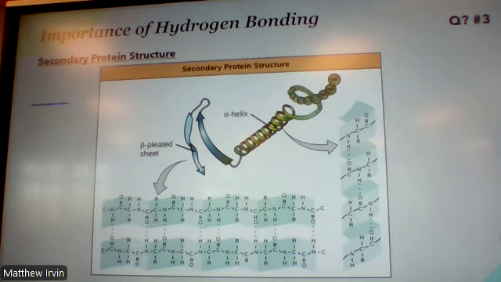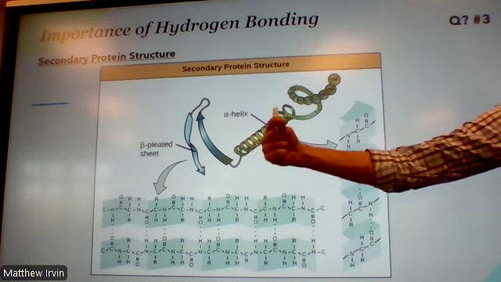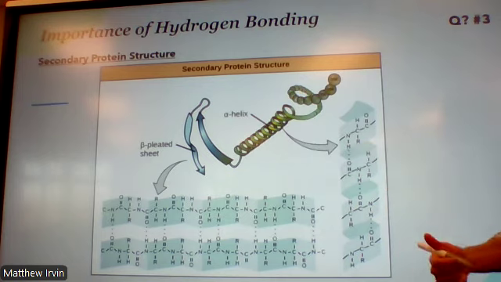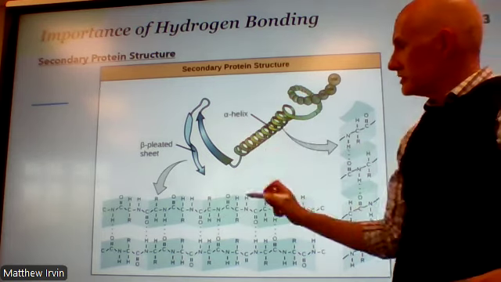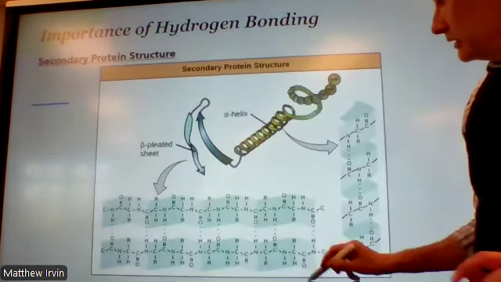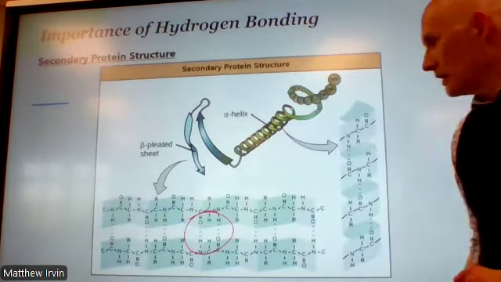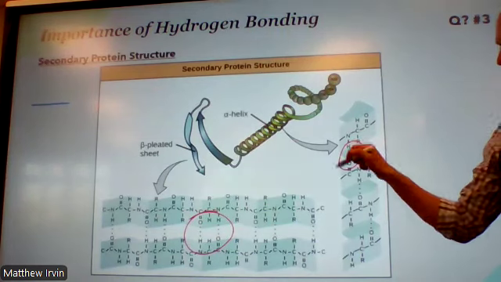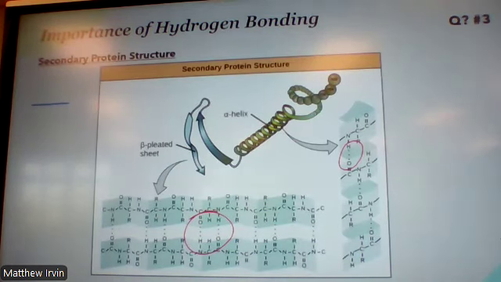Question 3. Hydrogen bonding is also important for our protein structure. We've got our primary structure, which is our sequence of amino acids, but we also have our secondary structure, which is the hydrogen bonding between the amino acids that form the pleated sheets and the spiral.